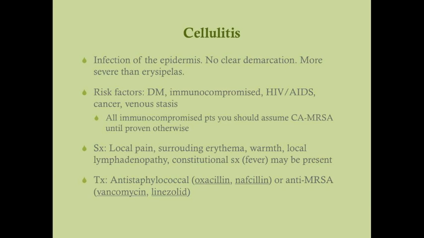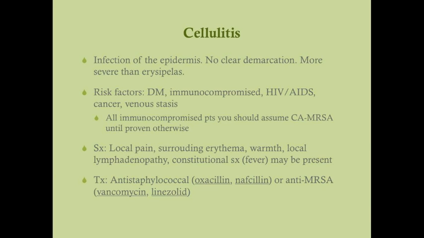So in any patient who has cellulitis that's immunocompromised, you should assume that they have a community-acquired strain of MRSA rather than just simply Staph aureus or Strep pyogenes. The symptoms for cellulitis are going to be local pain, surrounding erythema, warmth, local lymphadenopathy, and constitutional symptoms can be present if the cellulitis has progressed enough.